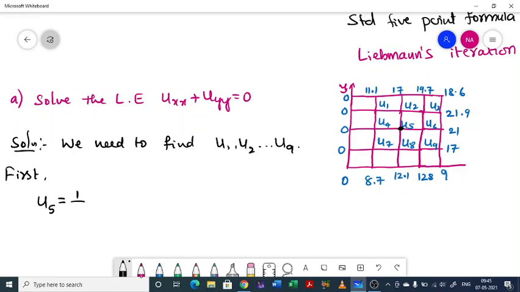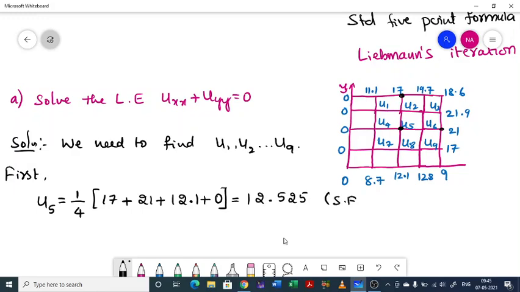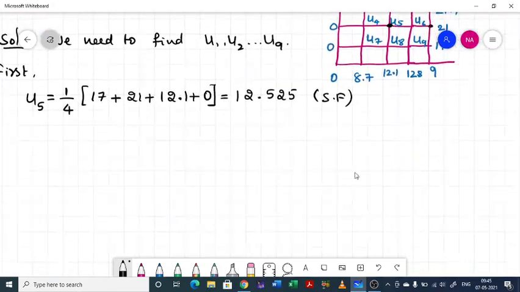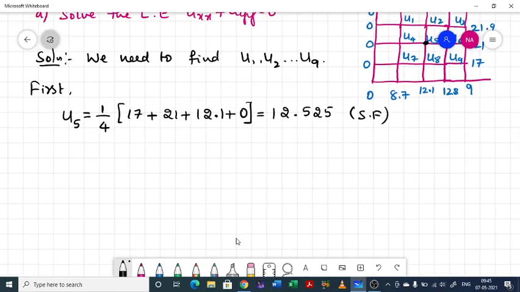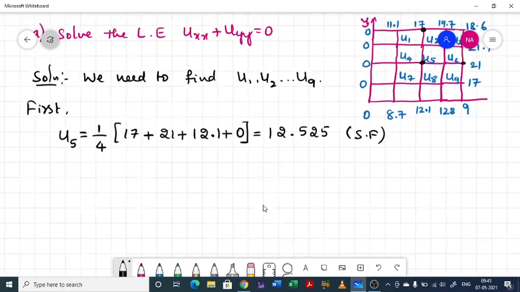So I am directly writing the value: 1 by 4 times the neighbors you have to consider, right? 17 plus 21 plus 12.1 plus 0. So this will be 12.525. So this was done by the standard 5-point formula, SFP, or simply write SF. So you got this.